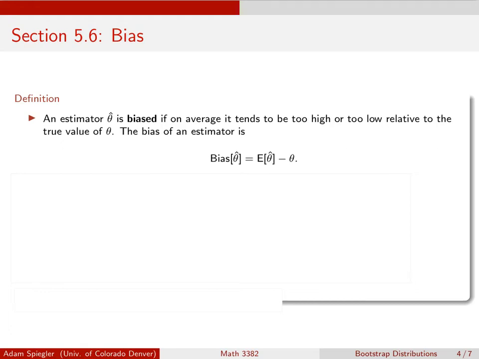Okay, so let's define more carefully what we mean when we say the word bias. In general, we would say that the bias of an estimator, so if I'm using theta hat to estimate some parameter theta, then the bias would be the expected value of theta hat minus the actual value of theta.